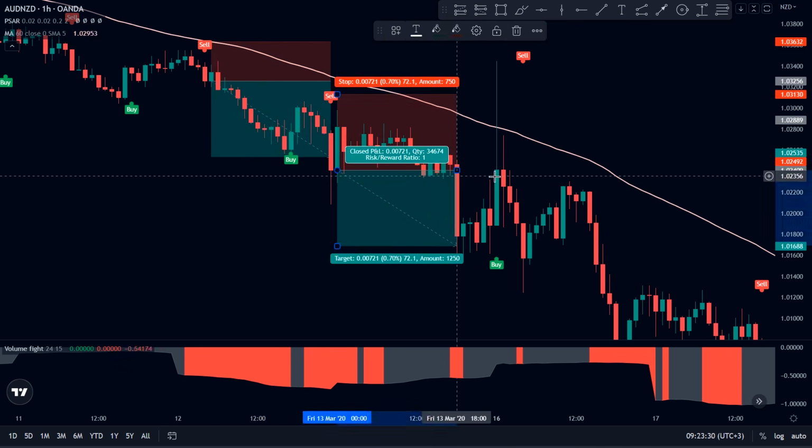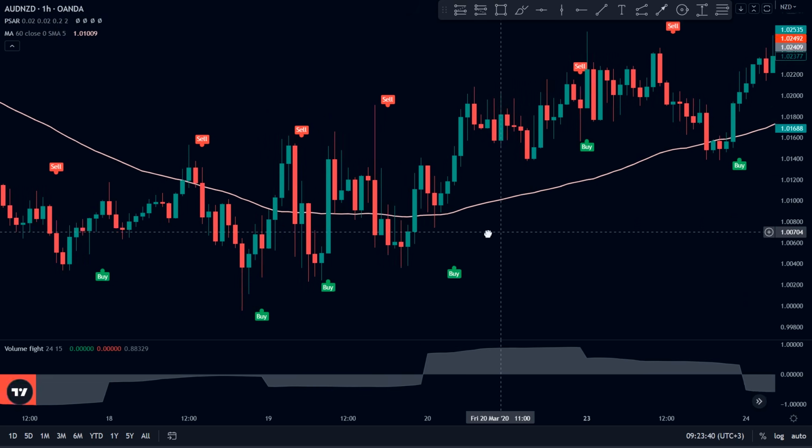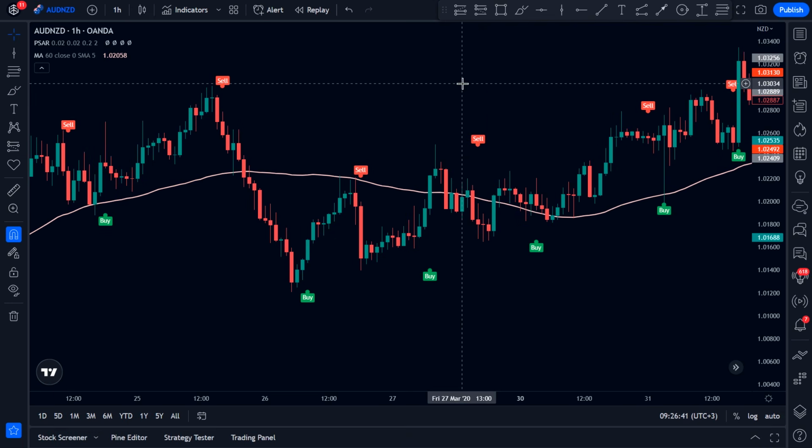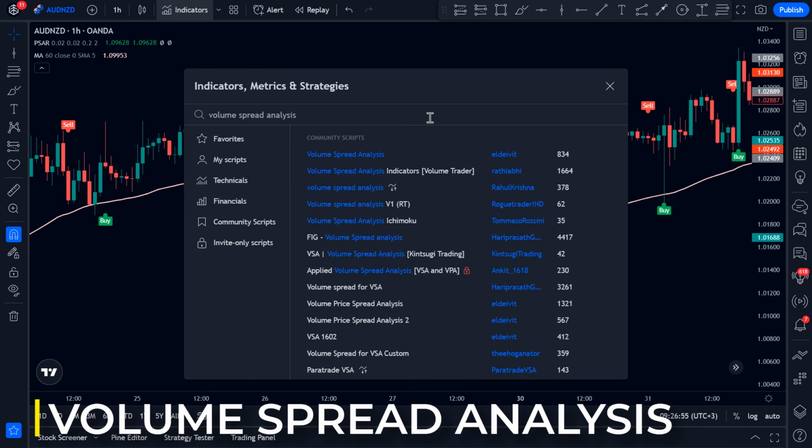As you can see, this is another great indicator that you can use to avoid losses when trading. Definitely recommend it. In the first place, we have a volume indicator called Volume Spread Analysis, or VSA. This one by Kintsugi Trading.